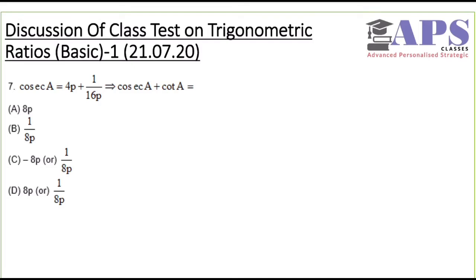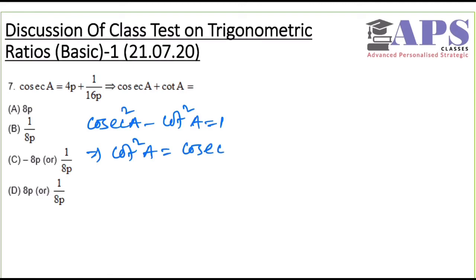In question number 7, we know that cosec square A minus cot square A equal to 1. So you can write cosec square A minus cot square A equal to 1.